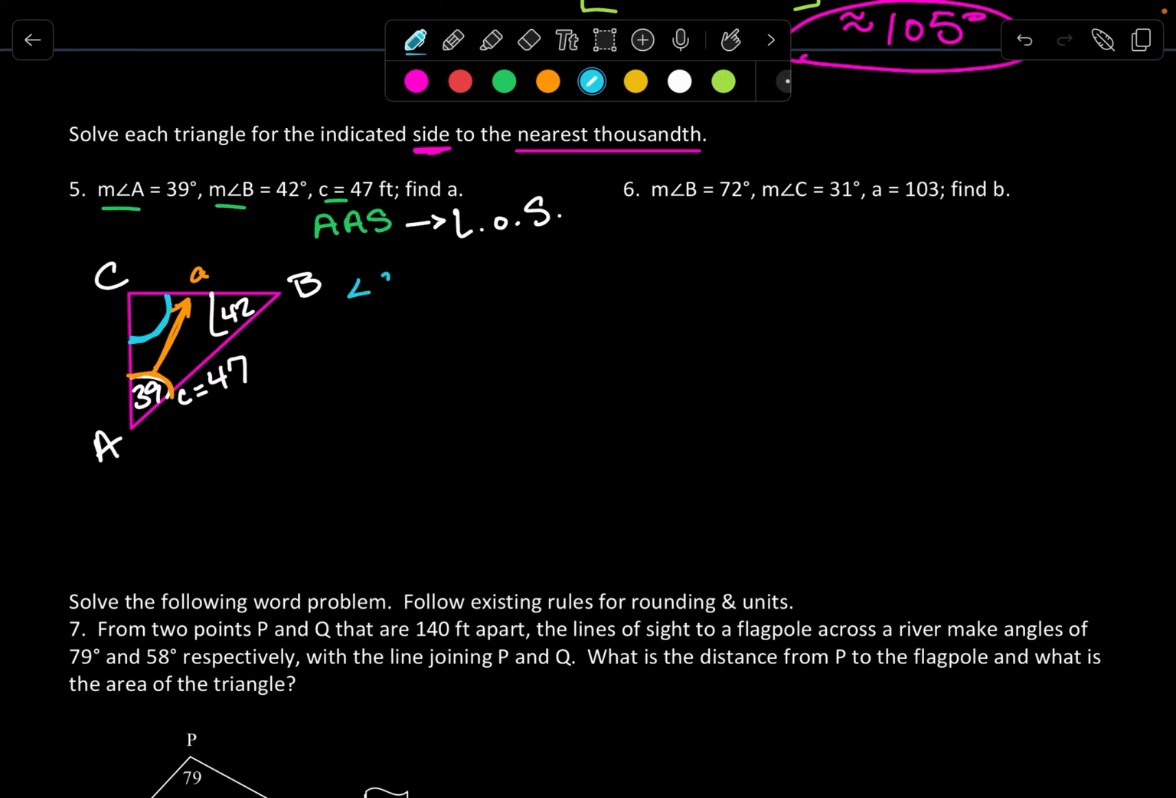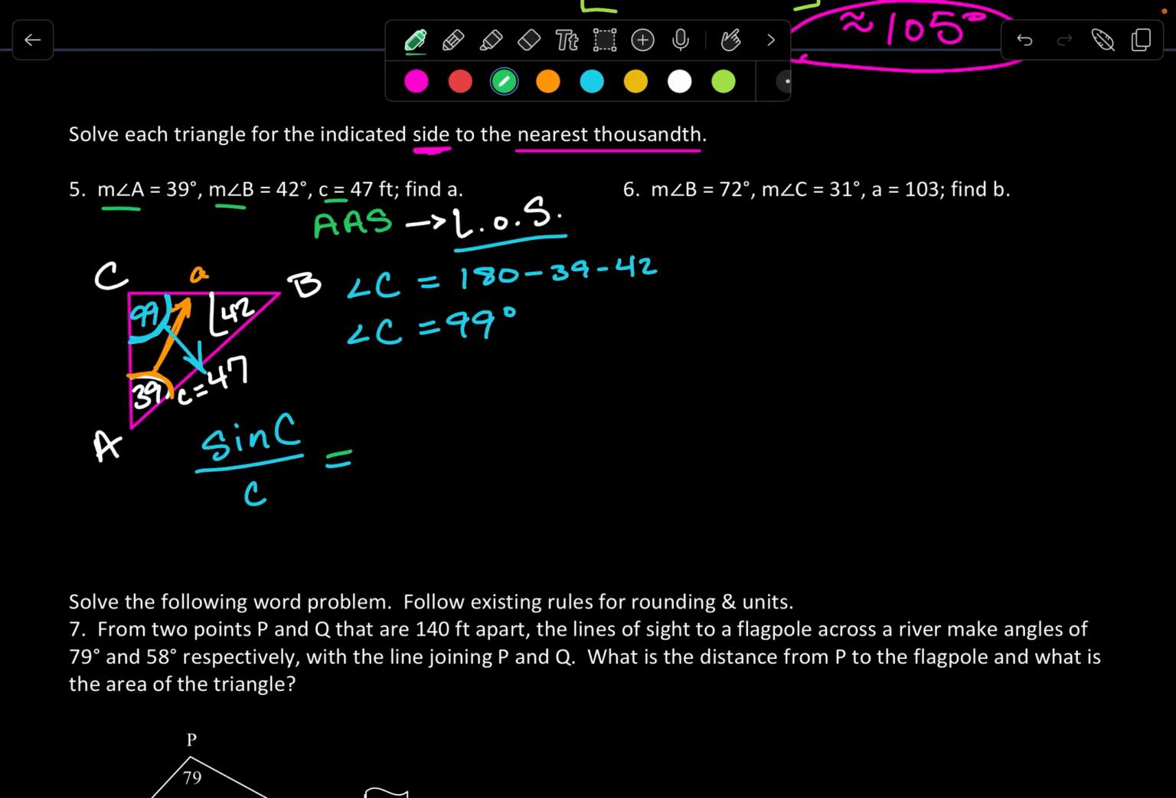I can find angle C by taking 180 and subtracting the other two angles. And if you do that, you can quickly find that angle C is 99 degrees. Now that gives me an angle and a side combo. I have both c, the side, and C, the angle. So if I'm using law of sines, I'm going to set up one using my C proportions. And I'm looking for a, so I'm going to also use A.